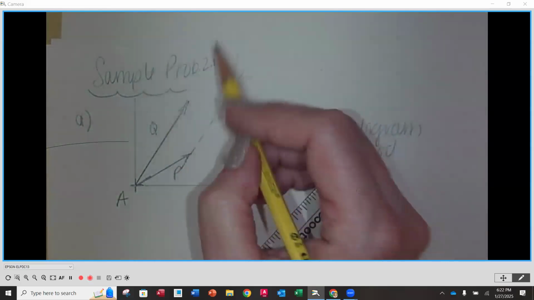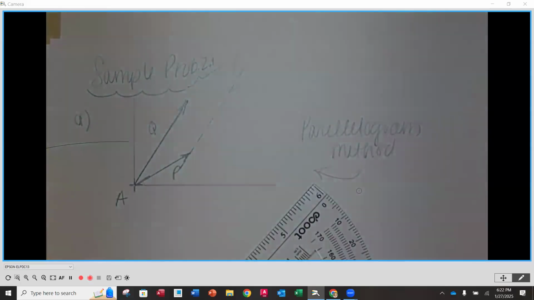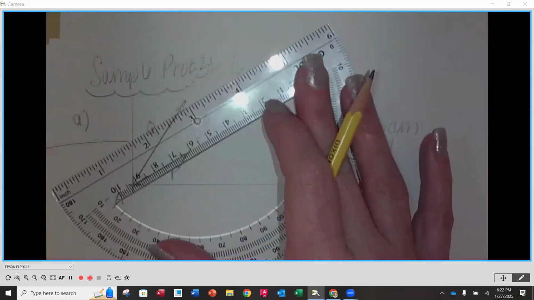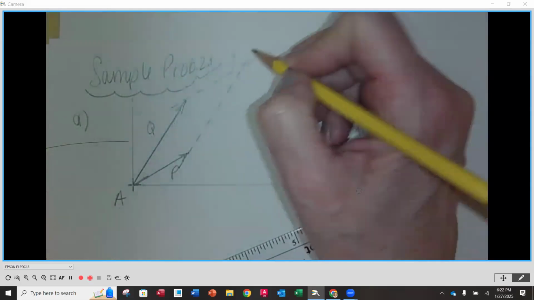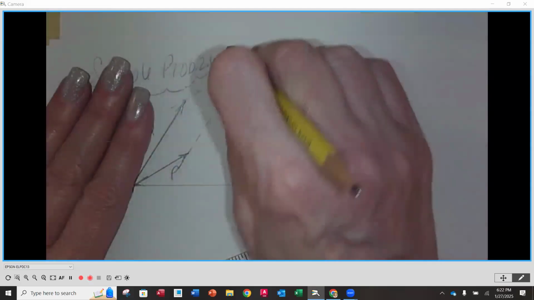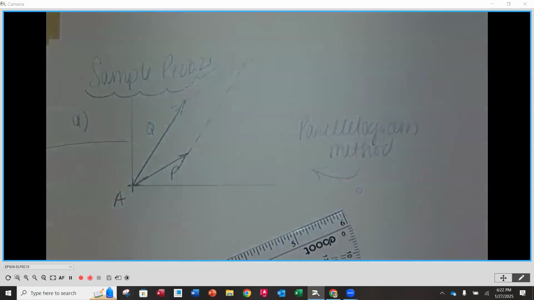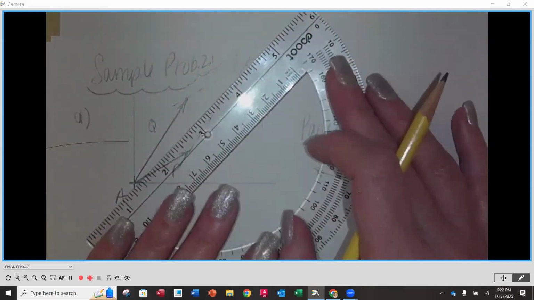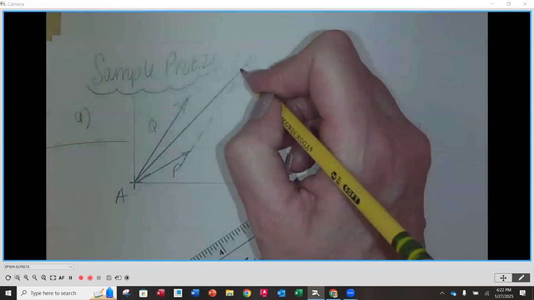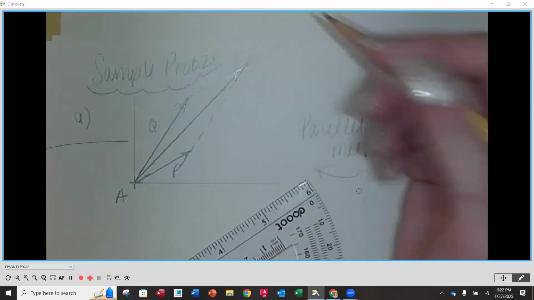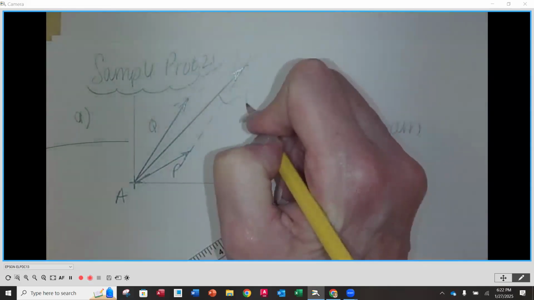I'll add in the 2.1 up here. Then I'm going to do that same thing through the endpoint of Q. So I've got P here. Through the endpoint of Q, I'm going to draw my construction line here, and I'm going to find where those two intersect. And that's going to be up at this point right there. Now I'm going to draw my resultant. Its tail is going to start at the origin at A, and its tip is going to go to the intersection that we just created. And we are going to label this R.